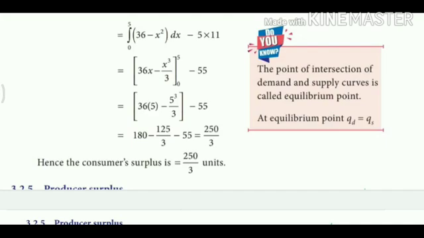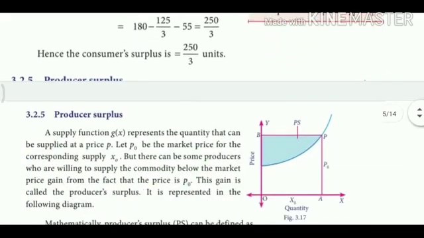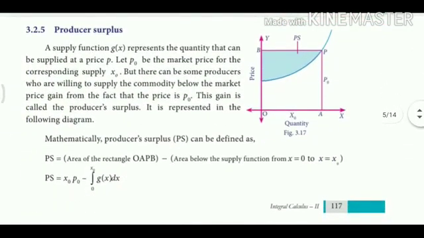Okay. So now we are going to see about producer surplus. Consumer surplus deals with the demand function, whereas producer surplus deals with the supply function. We are using the supply function in order to find the producer surplus here. A supply function g of x represents the quantity that can be supplied at a price p. Let p naught be the market price for the corresponding supply x naught.